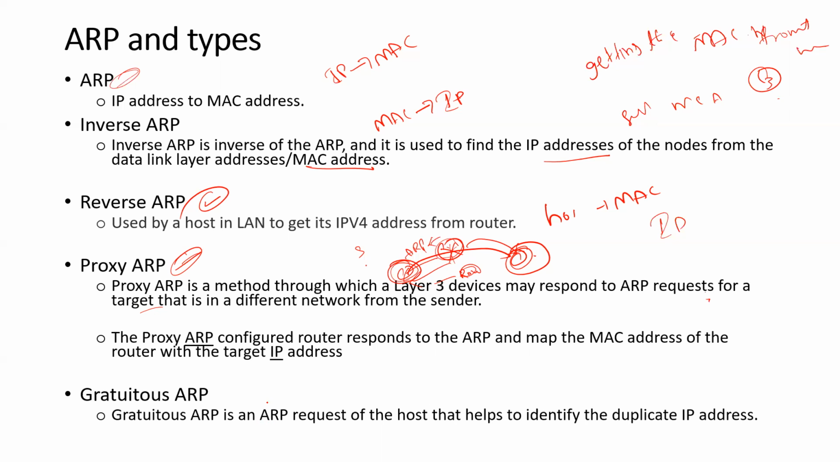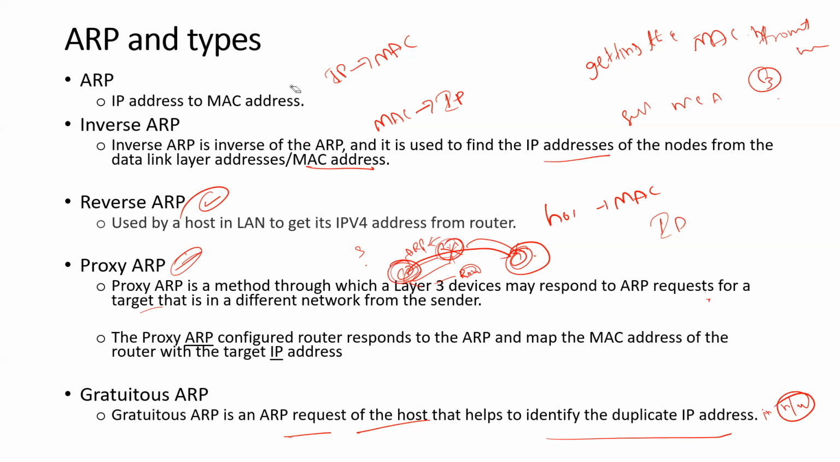Gratuitous ARP is nothing but a way to identify duplicate IP addresses in the network. Gratuitous ARP will help us. So gratuitous ARP is an ARP request from the host that helps to identify a duplicate IP address in the network. Okay, so we have different types of ARPs available.